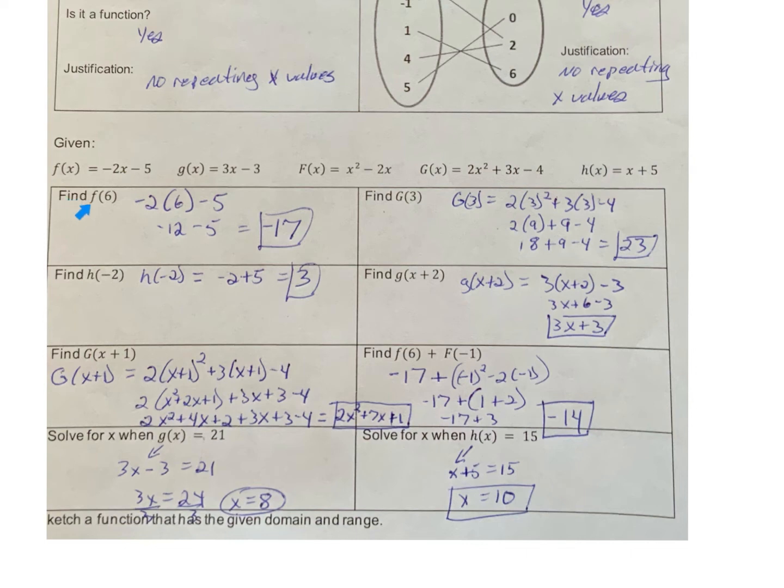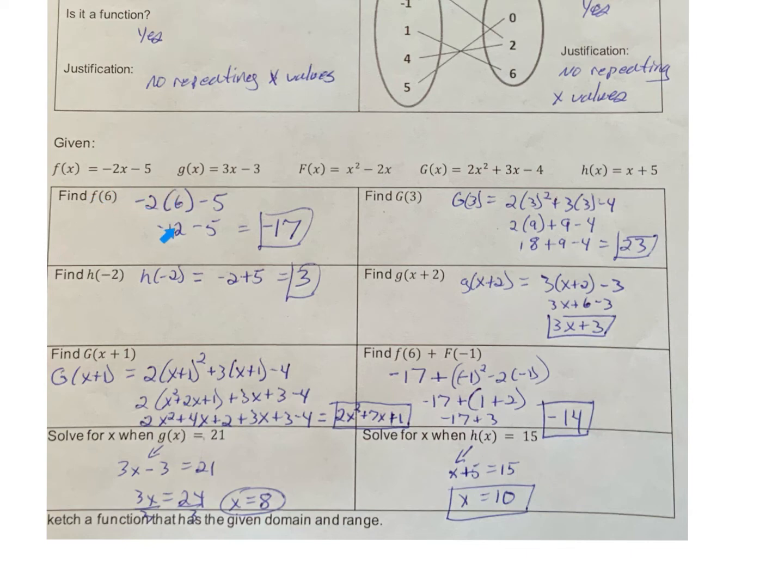So if you want to find f of 6, well, here's the function f of x, and it's -2x minus 5. That means the x value will be replaced with whatever value you're being asked to find, and it's -2 times that value. So we take the 6 and we replace the x with 6.